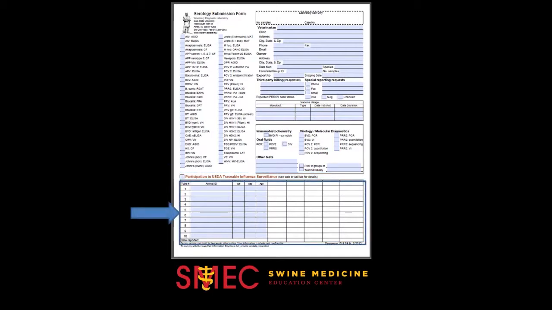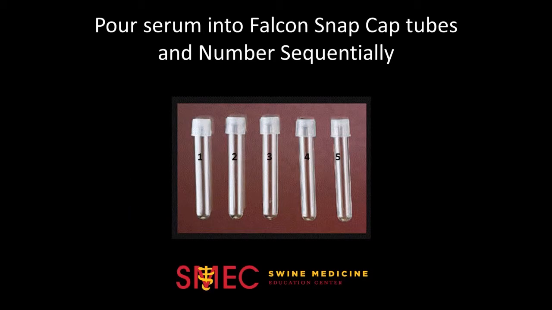Next, you fill out information about the individual tubes. You should pour off the serum into Falcon snap cap tubes and label them sequentially from 1 to however many samples you have. You may then designate which numbers correspond to which animal IDs on the form. If you don't label your tubes like this, you make a lot more work for the lab and slow down the process. You may add however many pages necessary for however many samples you have.